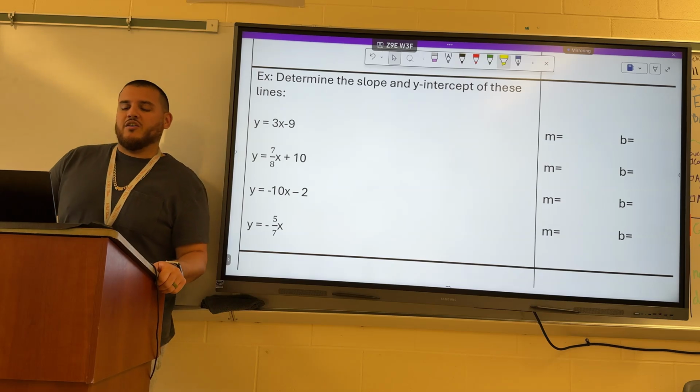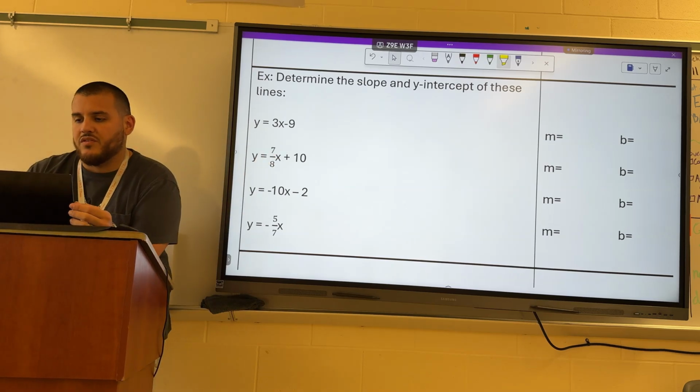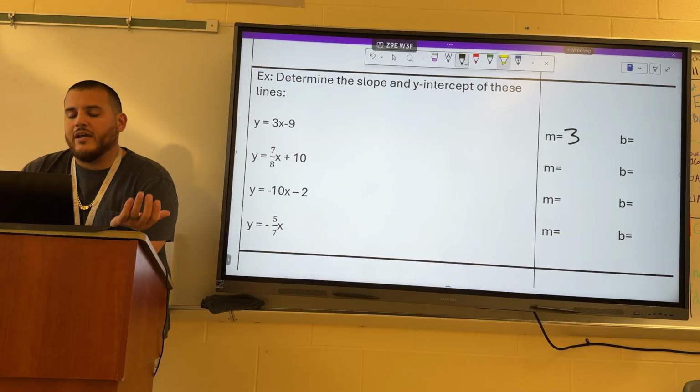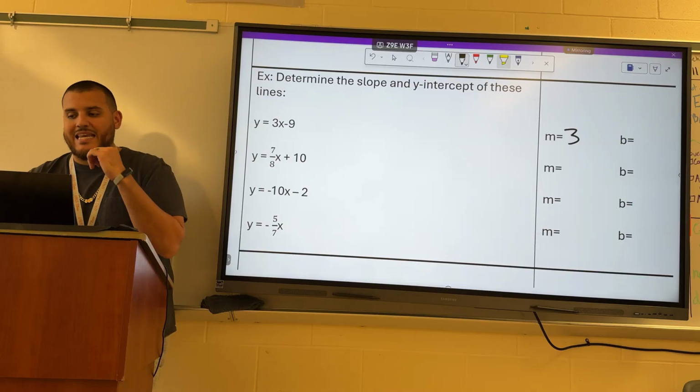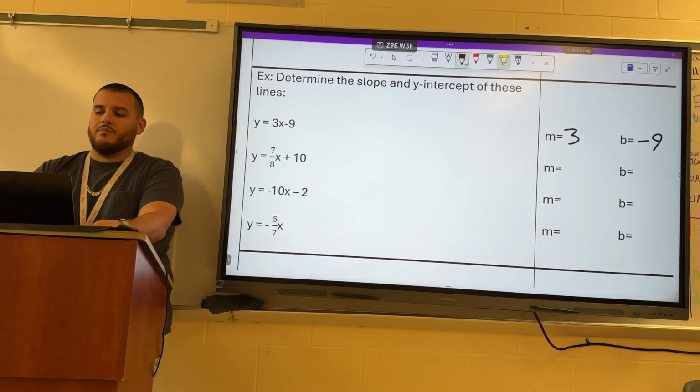Okay, let's see if you got the correct values. Our first line is y equals 3x minus 9. So we have a 3 there in front of the x. That'll be the slope. Slope is 3. The y-intercept then follows our x. This is a -9 here because it says -9. So slope of 3, y-intercept of -9.